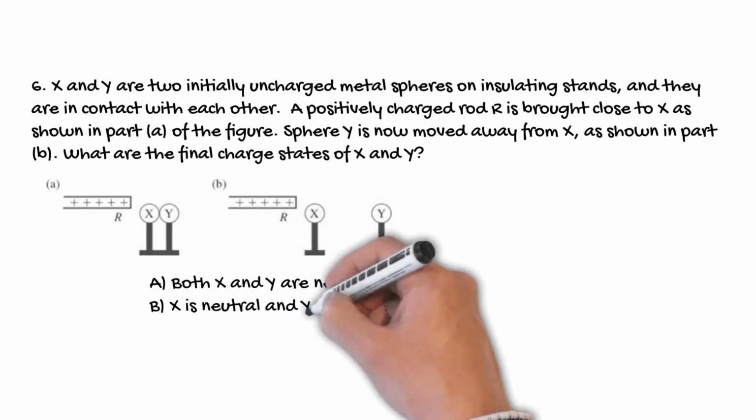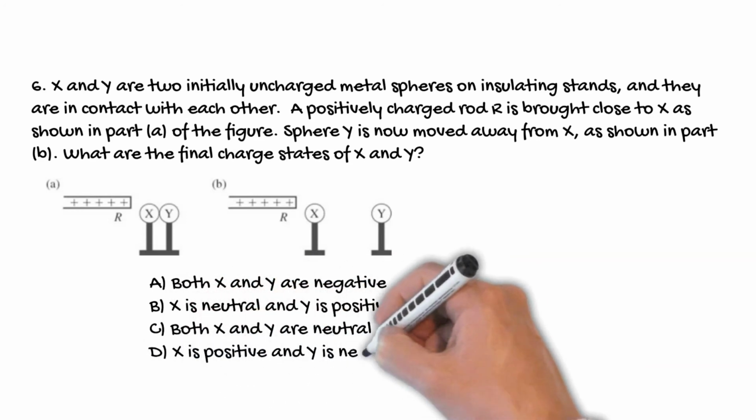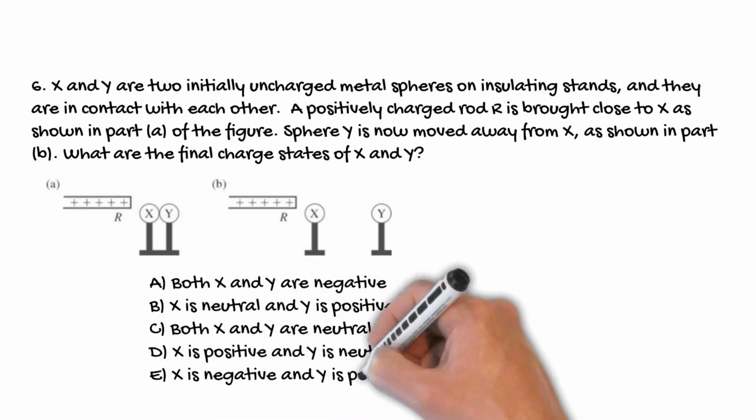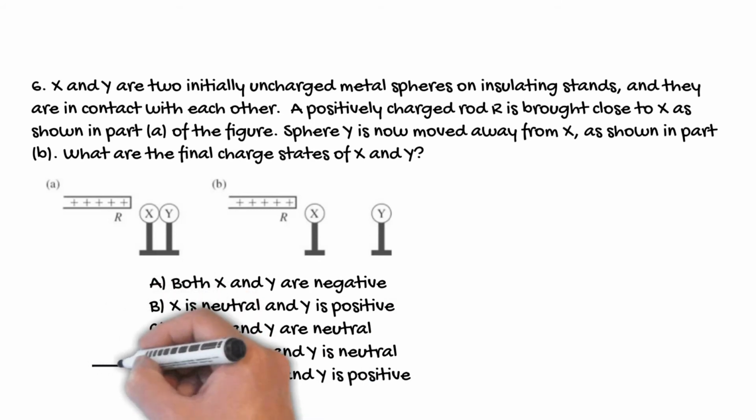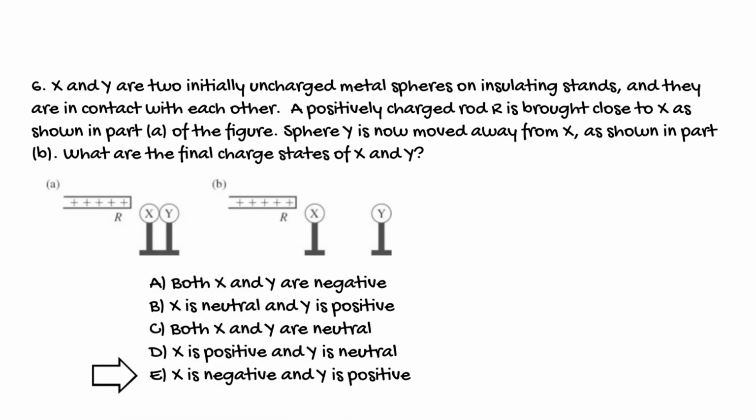So initially X and Y are touching, so when you bring that positively charged rod, X is going to become negative, Y is going to become positive, because the electrons are going to move from Y to X. So when you separate them, X is negative, Y is positive, because the electrons from Y moved to X, and now you separated them. So there is no chance for the electrons to go back. So X is negative, Y is positive.